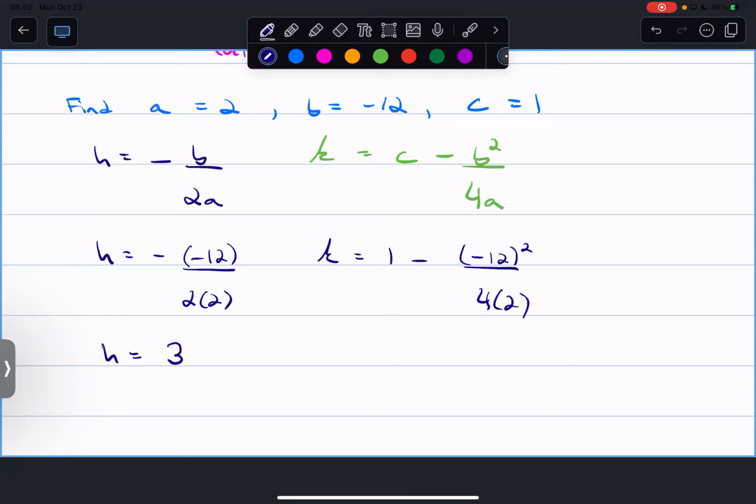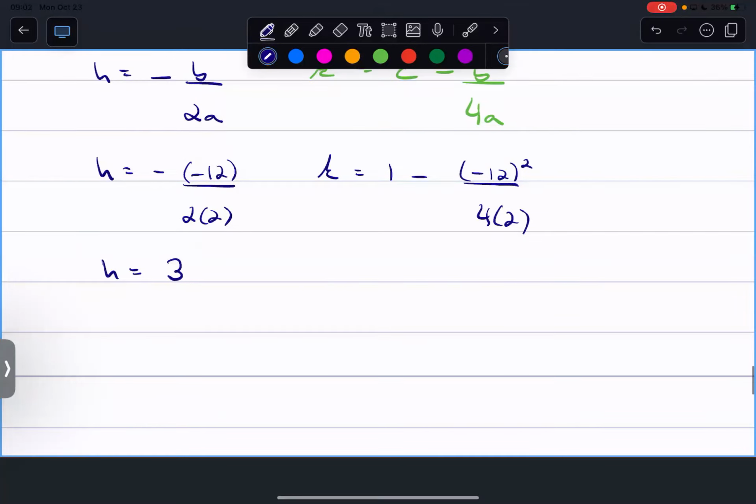Thinking about the parabola, no matter what value of x you give it, it's going to be a positive output, right? And so it's going to be 144 divided by 8, which gives me a nice 18. 1 minus 18, which I am confirming.